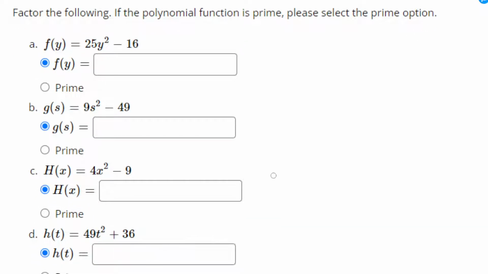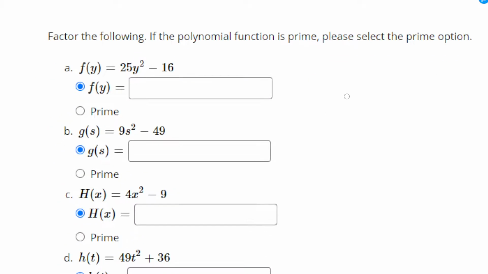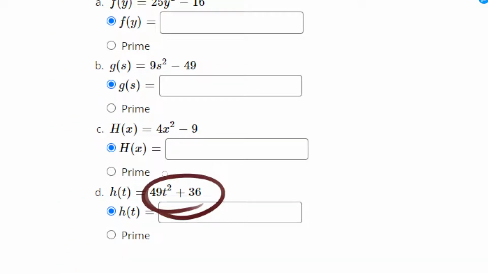Factor the following. If the polynomial function is prime, please select the prime option. Now, what it means by prime is in the difference of squares, we cannot have an addition sign. It doesn't work. It won't cancel out. You'll have an imaginary number, and that will make it prime. So we know that because this is an addition sign, it will be prime.